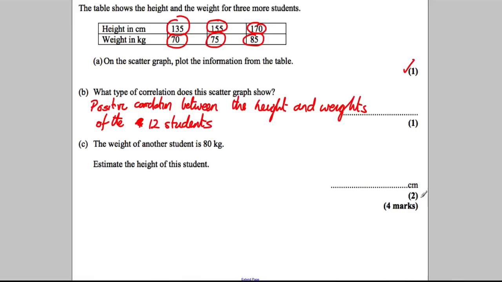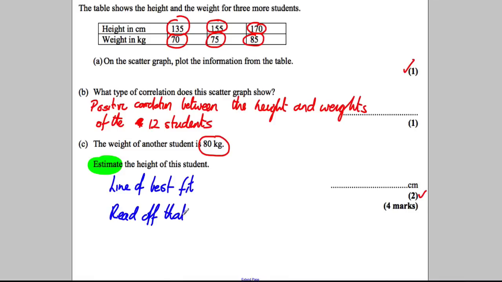Now, part C is for 2 marks, so it must be involved. It says the weight of another student is 80 kilograms. Estimate the height. Now, this is the key word here, estimate. Whenever you see this word here, it means 2 things. It's asking you in a hidden way to draw a line of best fit and read off that line. If you don't draw a line of best fit, you will not get the mark.